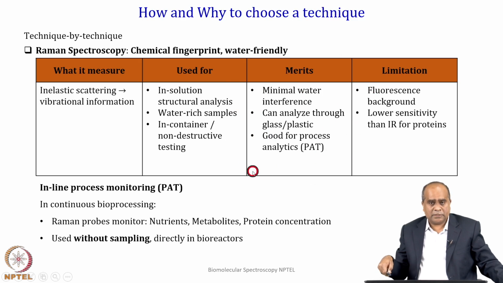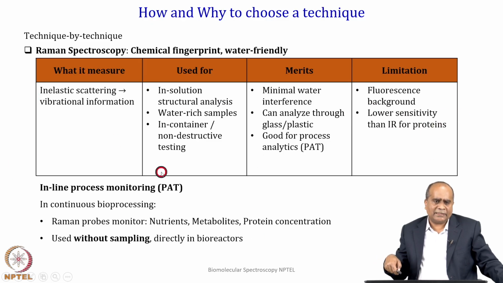It has minimal water interference and can be measured through glass, plastic, whatever it is, and it is extremely good in industry. It is good for PAT, process analytical technology analysis. A limitation is that sometimes you can have a fluorescence background. It has lower sensitivity than IR, therefore you require a laser. If you remember, it comes from inelastic scattering, which is a feeble radiation, so it is lower sensitivity than IR for protein.